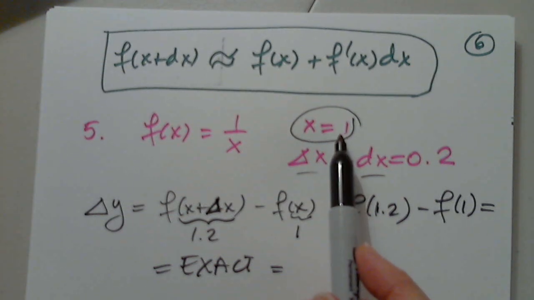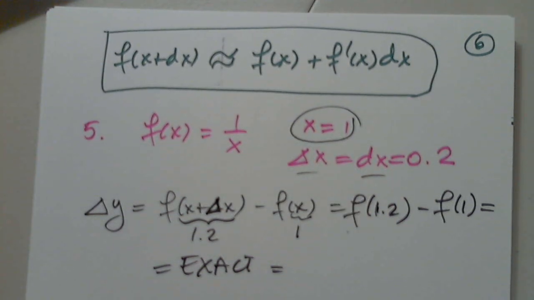when x is 1. Okay, so I'm going to go to the graphing calculator. I will put the function in y equals, and I have 1 over x. And then I go to second table, and I will plug in 1.2. I will plug in 1, and then subtract them. So the first one is, gee whiz, 0.833, and the other one is 1.